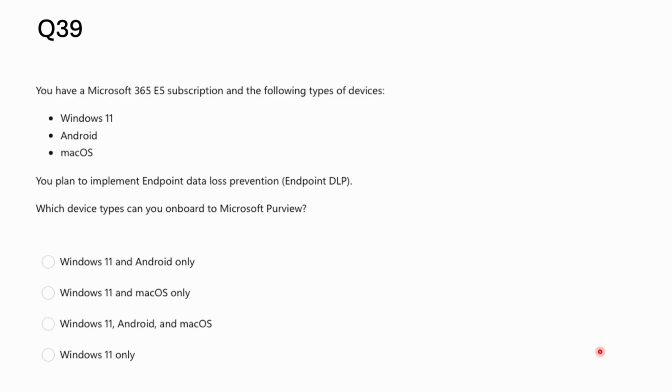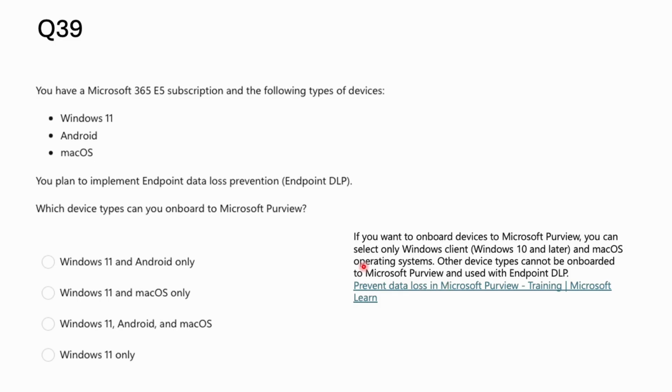So if Android is not supported, this is not going to be the right answer. It supports Windows 11 and Mac, as I said, so this is not going to be the right answer. Windows 11 only is also not going to be the right answer because we have Mac OS also in our ask. So we'll go with the second one, which is Windows 11 and Mac OS only. Even I'll go and explore the Microsoft document. Here it says if you want to onboard the devices, they're clearly Windows 10 and later and Mac operating system. So the right answer is this.